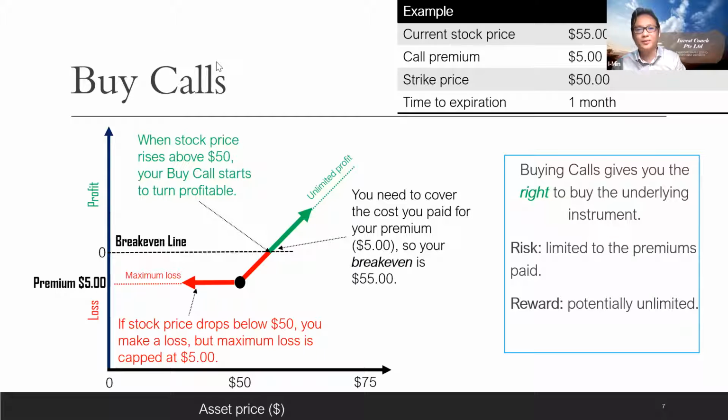So this is what a call option does. It gives the buyer the right to buy the underlying instrument. As a buyer, I can buy or I can choose not to buy, and the seller has the obligation. So if I exercise the option, the seller has to sell to me.